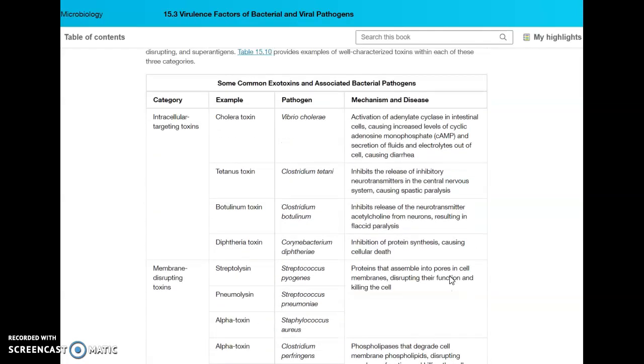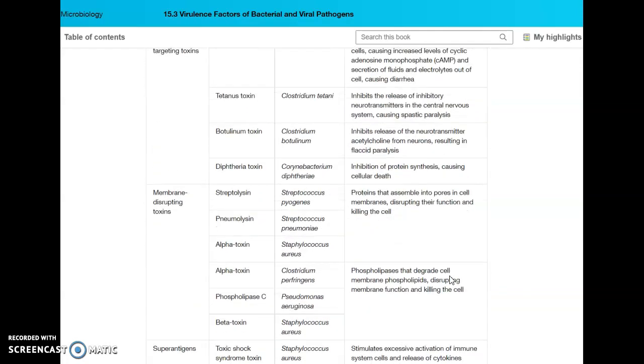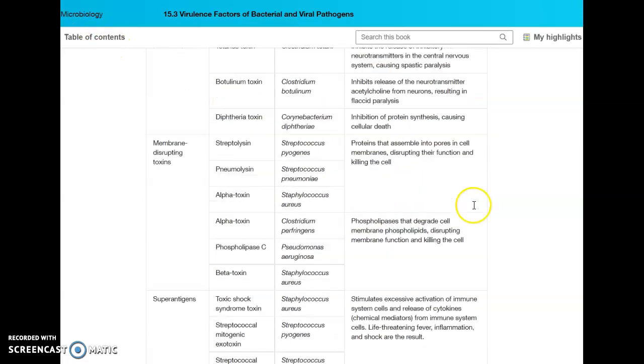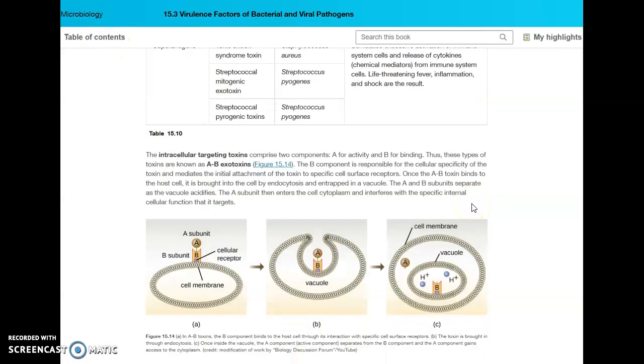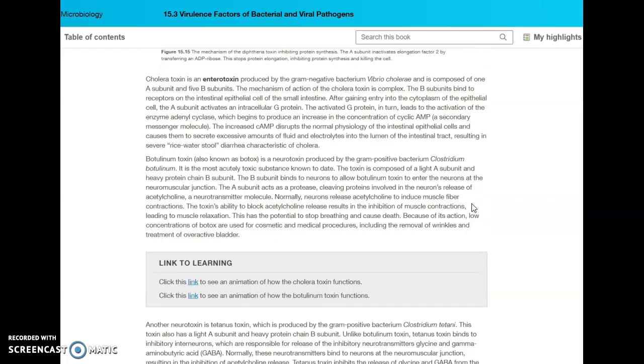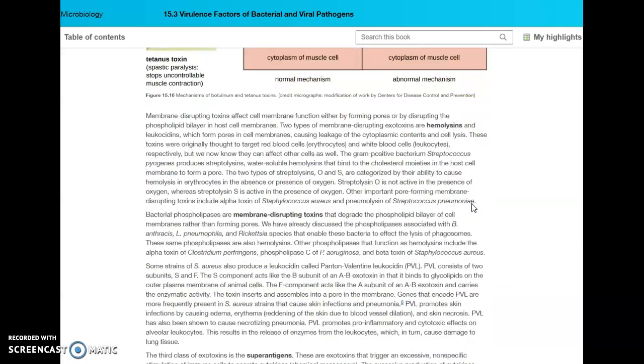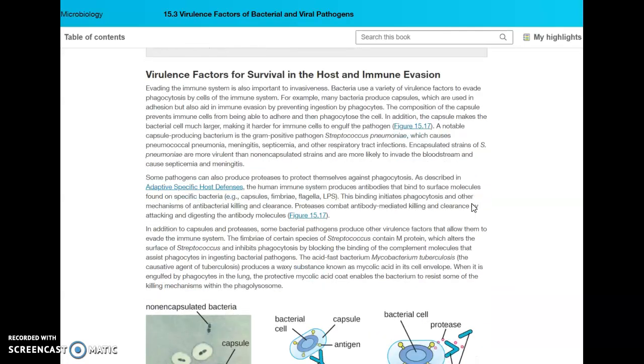And so you see we have quite a few of these. These are just some of the more common exotoxins. This is not all of them by any means at all. And there's a little bit more information here that goes into a little more detail about these different types of toxins, and I'll let you read through that on your own. In the next video, we'll get into the rest of these virulence factors that can be produced by bacterial and viral pathogens.